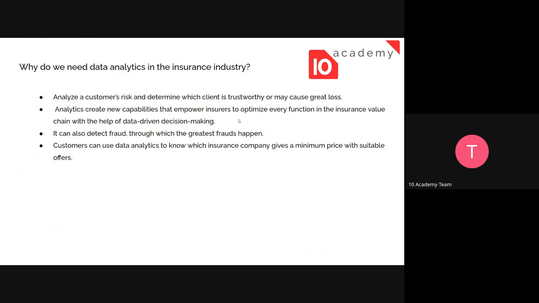And the other one is that analytics creates new capabilities that empower insurers to optimize every function in the insurance value chain. Let's say we have identified some customers who fulfill the things mentioned earlier, like having no past accidents or negative experiences. We'll try to optimize our functions in order to make those specific groups happy, and decide what we're supposed to do in order to attract those types of customers.